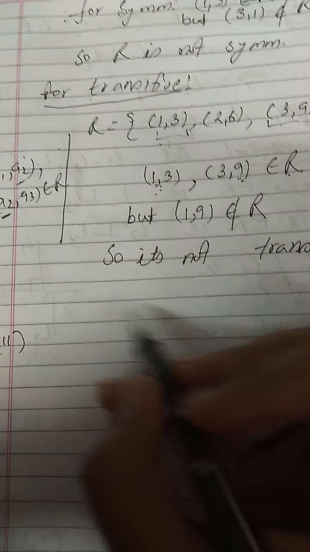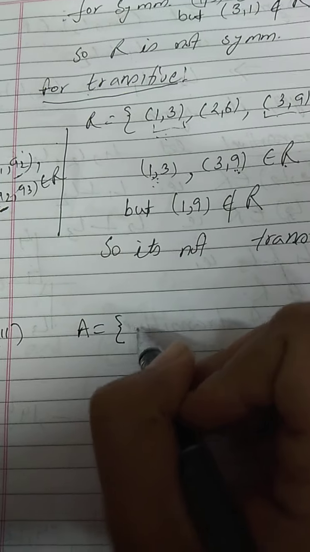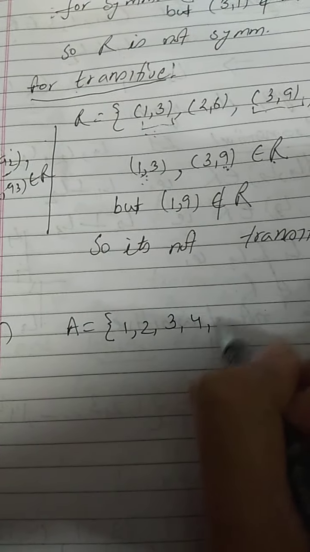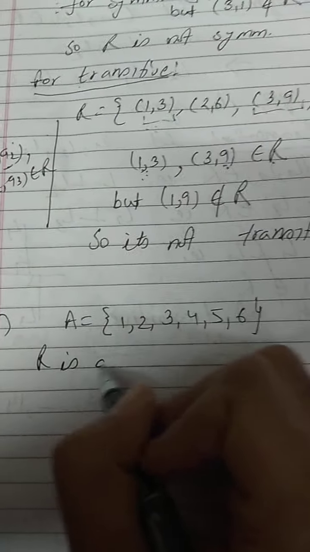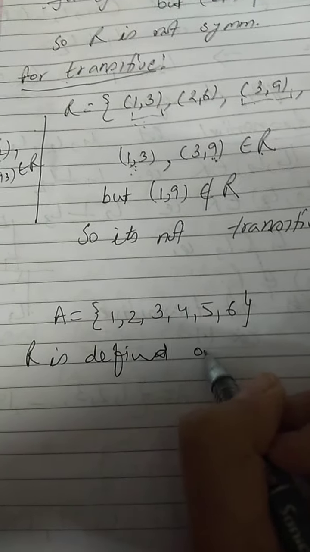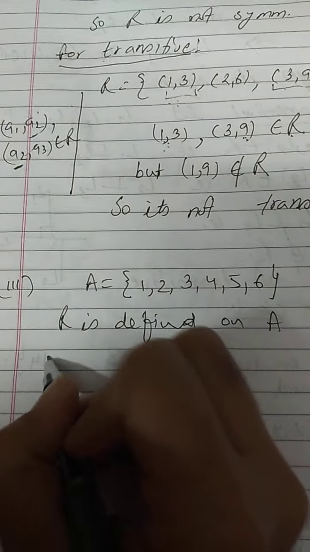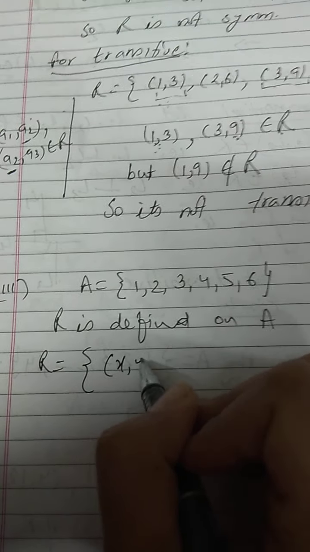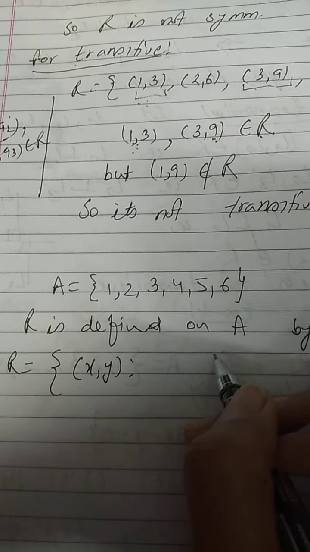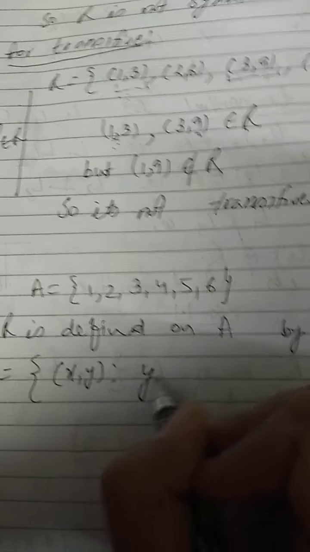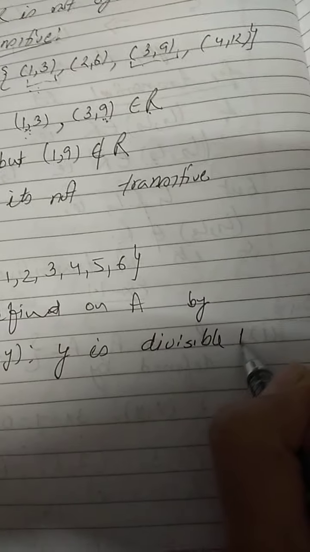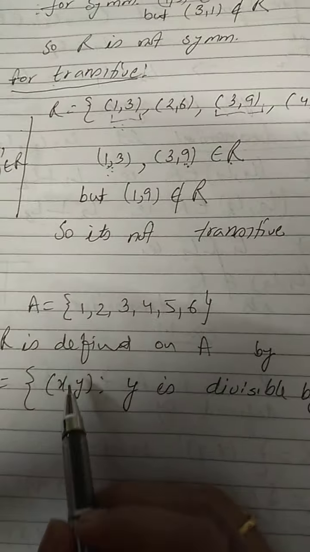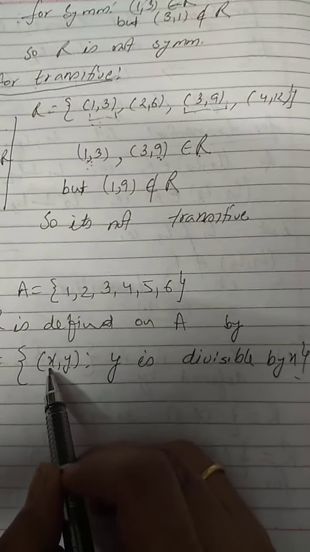The third part: a relation is defined on the set A, and set A has 1, 2, 3, 4, 5 and 6, the first 6 natural numbers. R is defined on A by, how is the relation defined? It is given all the ordered pairs (x, y) such that y is divisible by x. Y is divisible by x means the second element is divisible by the first element.